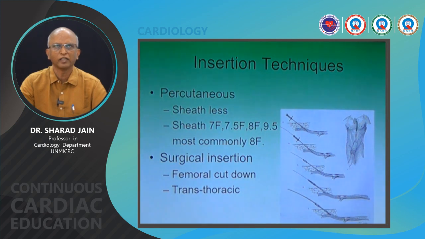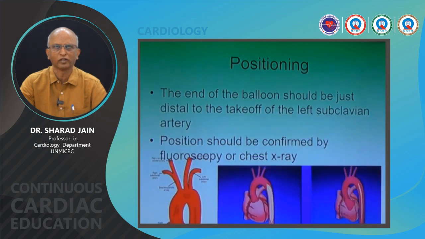So, the insertion technique is percutaneous, you can do it sheathless or you can use it through the sheath, that is 7 French dilating 7.5 and then 9.5. Most commonly an 8 French sheath is used, and sometimes surgical insertion by femoral cut down, or in an emergency, if the femoral arteries are not reachable, then transthoracic.